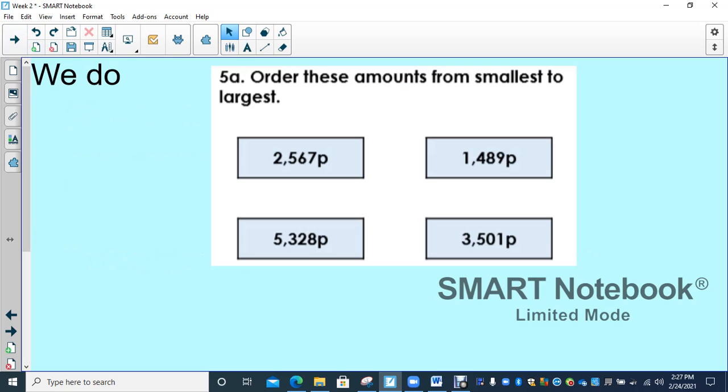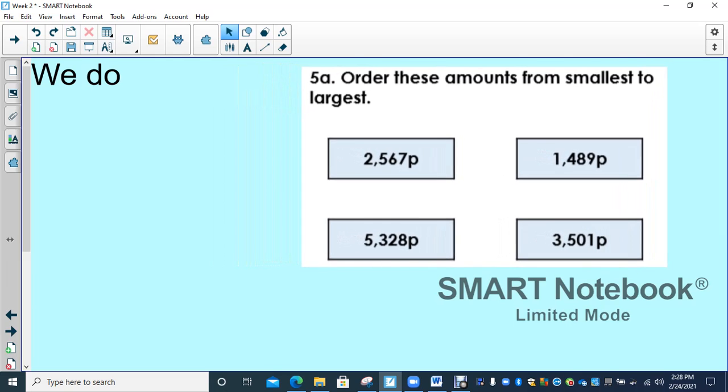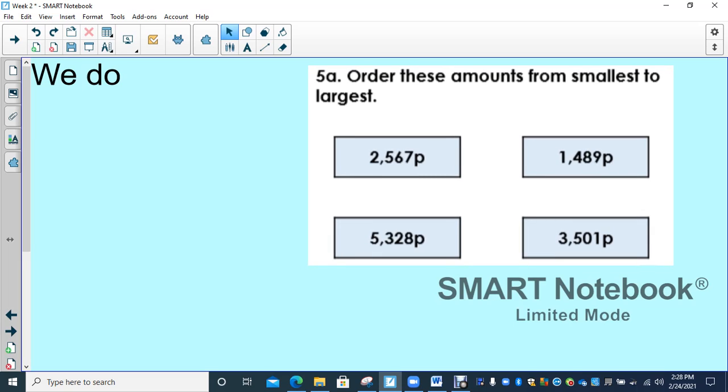Okay, so to start off, we are going to order these amounts from smallest to largest. We are going to put them in ascending order. Now they are already all in pence, so I'm not going to worry about converting them. To help me order these, I am going to look at the first number of each amount, and that will help me to place them in smallest to largest order. So let's have a look at the first digit.